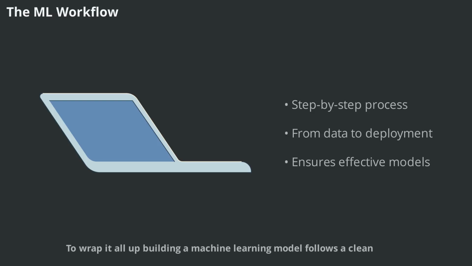To wrap it all up, building a machine learning model follows a clean, logical pipeline. First, you collect a dataset. Next, you perform feature engineering and selection to clean and optimize the data. Then you split the data into training, validation, and testing sets. After that, you run model training using an algorithm like classification or regression. Finally, you deploy the model to handle live inference in the real world. Each step is crucial for building effective ML systems.